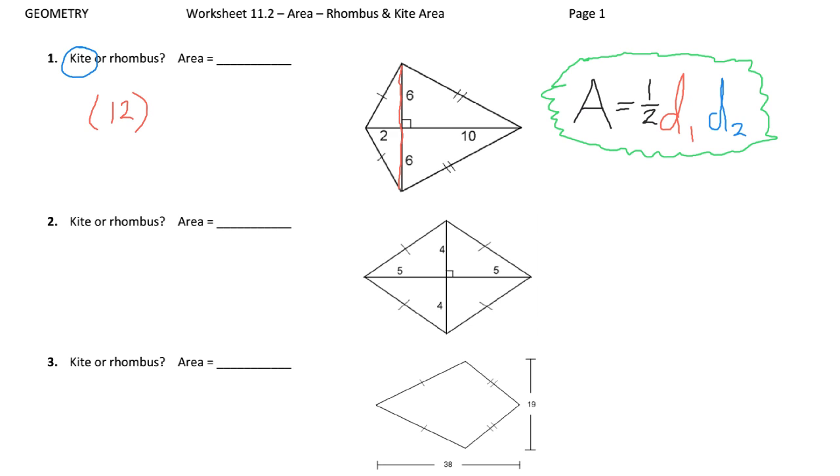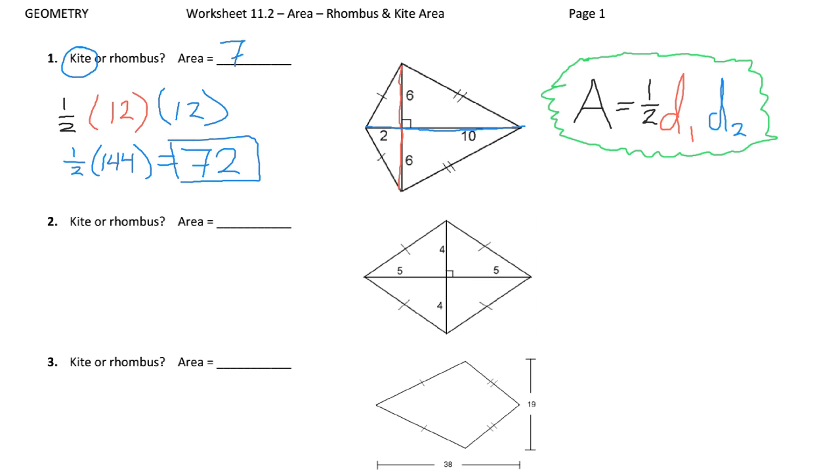And we're also going to identify diagonal 2, which is down the middle the other way. That's also, interestingly, going to be 12. And remember that we're multiplying this whole thing by 1/2. 1/2 times, well, 12 times 12 is 144. So what we're going to be doing is 1/2 times 144. And if we divide that 144 by 2, that's going to give us 72. Okay, so our area for this first one is indeed 72.